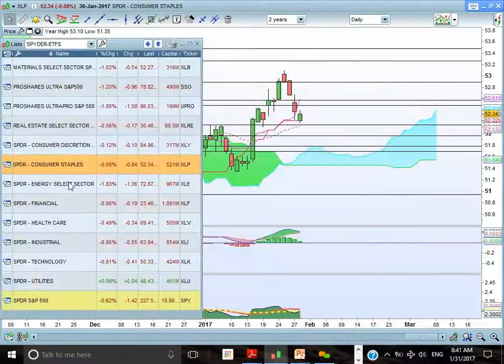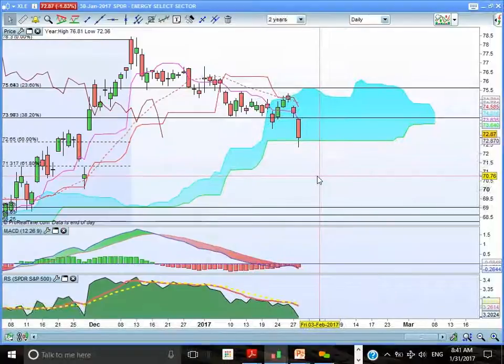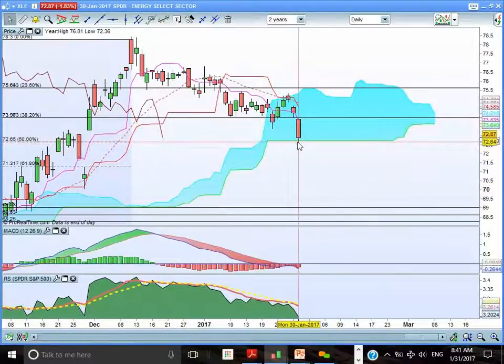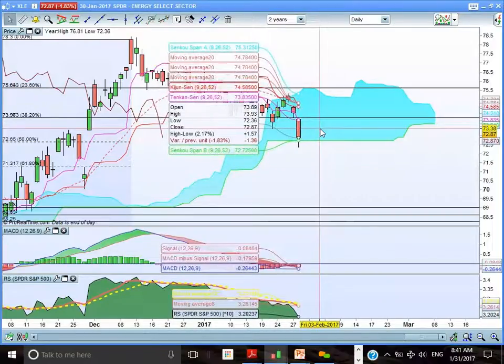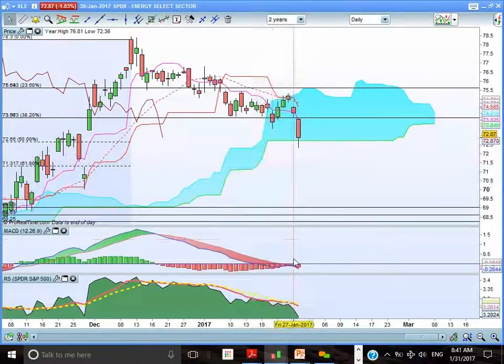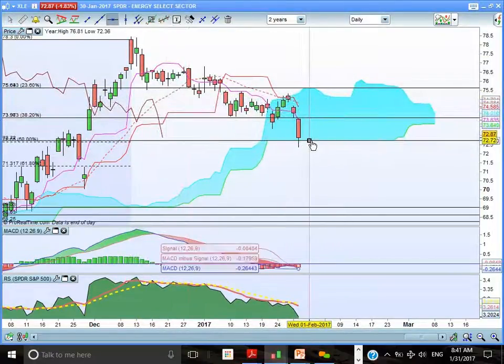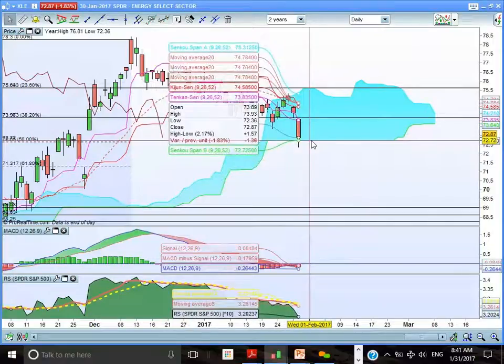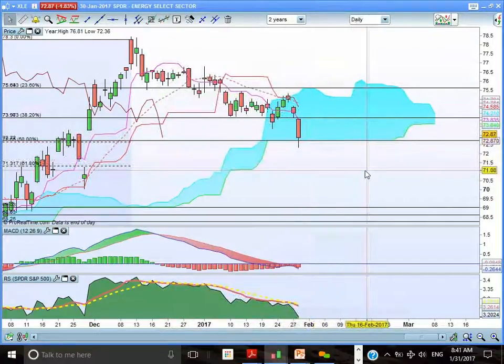Energy select sector is in a bit of a spot of trouble here as it's fighting for support at the bottom of the cloud. This is a fantastic place for a rebound trade. Support comes back in, look for a MACD buy signal, and watch what its price action is going to be this week, but it could rebound back up to the top end of the cloud. This is a critical, significant support level to watch. 72.72 can be a nice rebound trade zone.